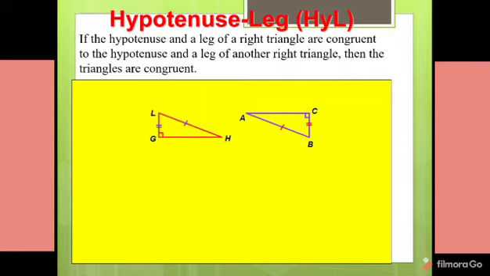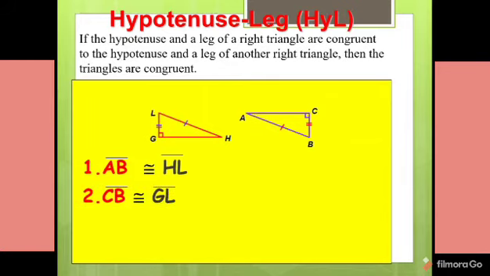So take a look at our illustration. Triangle LGH and triangle BCA. Segment AB is congruent to segment HL. Segment CB is congruent to segment GL. And angle C and angle G are right angles. So, where is, by the way, our hypotenuse there? In the first illustration, triangle LGH, the hypotenuse there is segment LH. On the other triangle, that is segment AB.